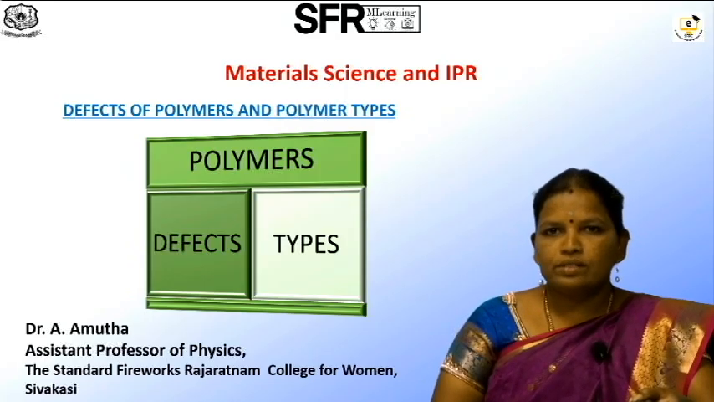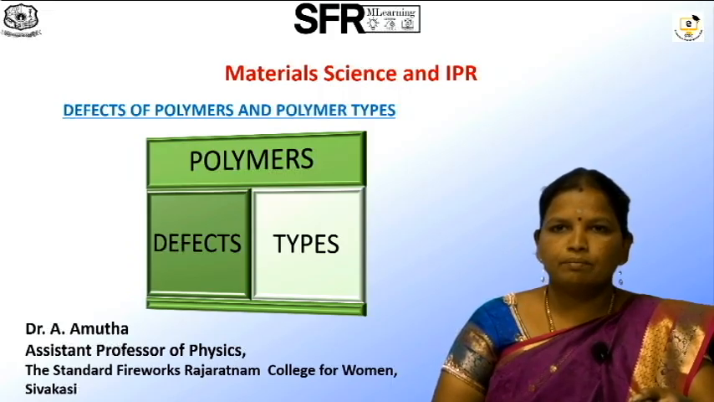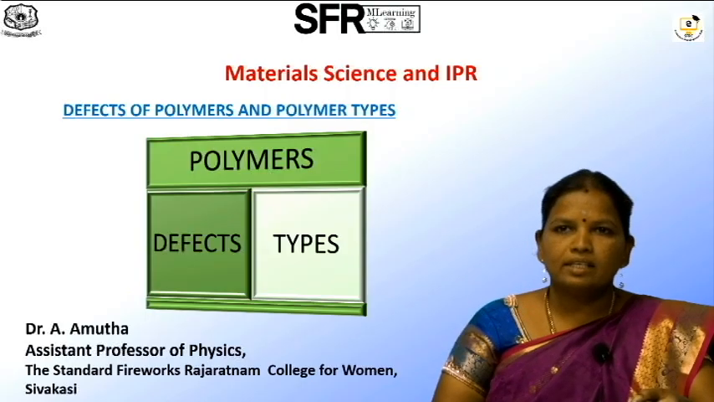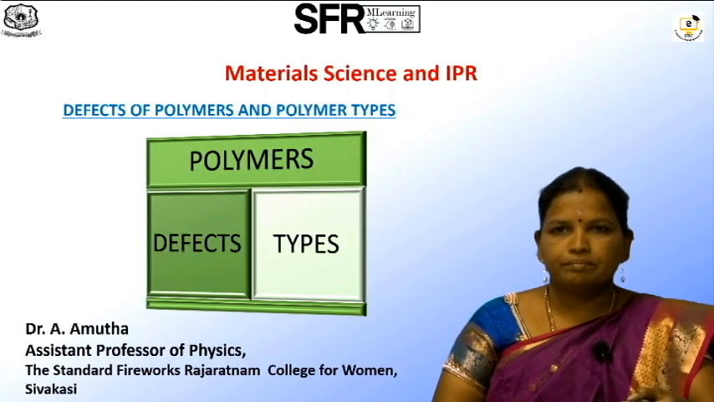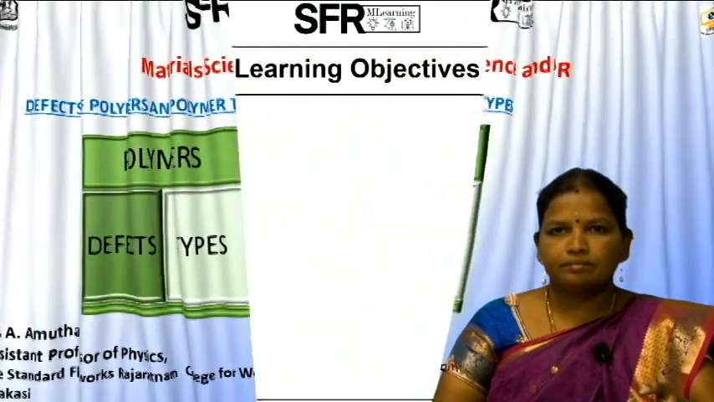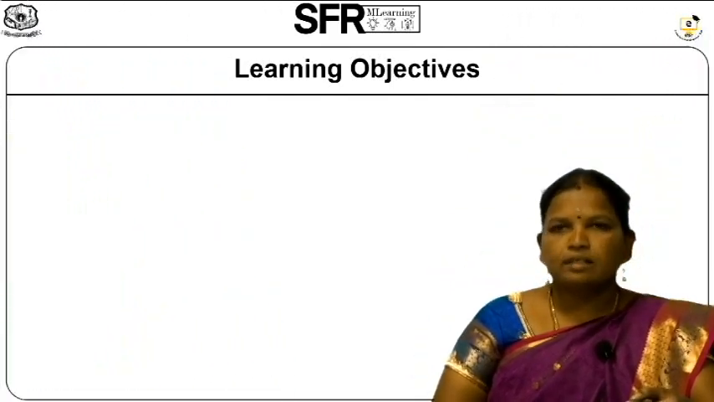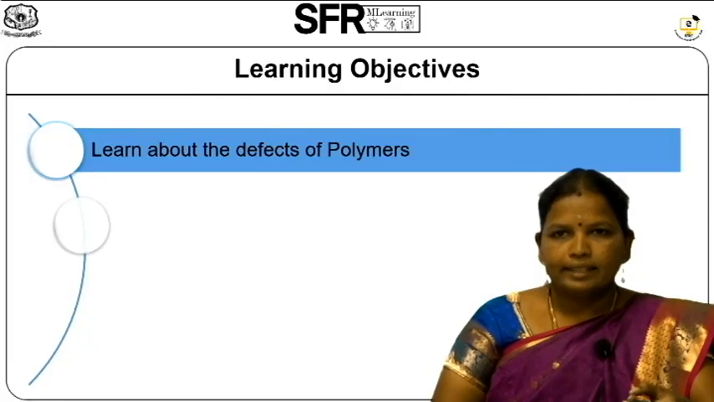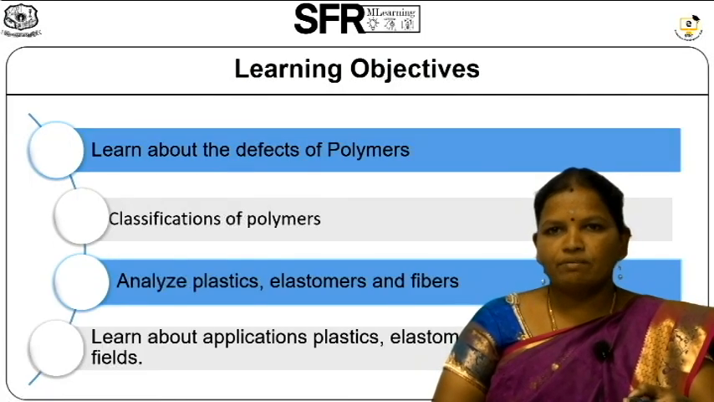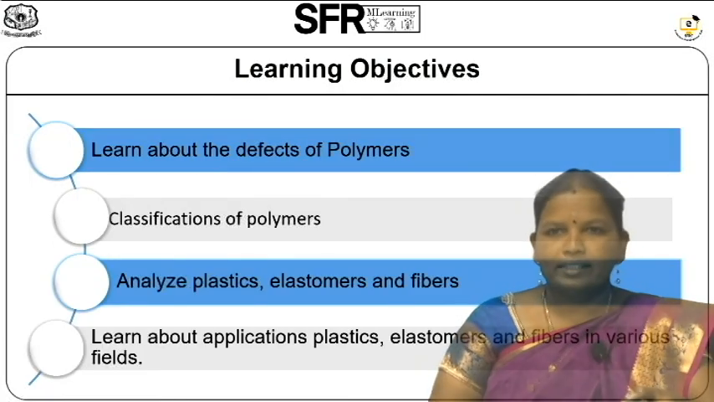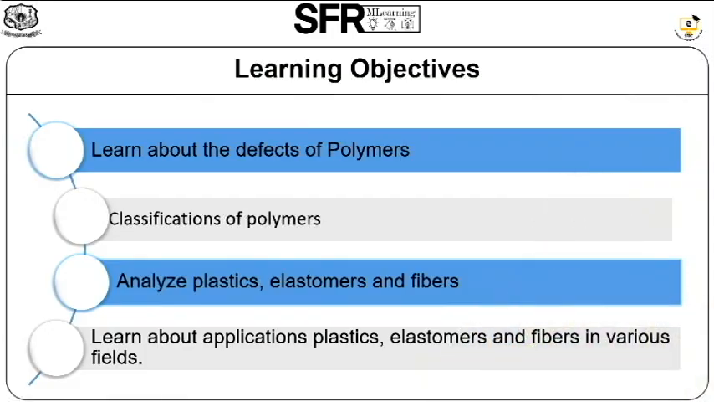Today we are going to see about defects of polymers and polymer types, which is discussed in the material science and IPR subject. From this video we want to learn about the defects of polymers, classification of polymers, and how to analyze the plastics, elastomers and fibers. Then learn about different applications of plastics, elastomers and fibers.